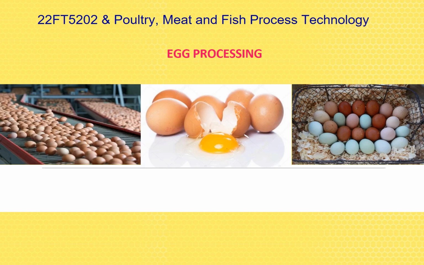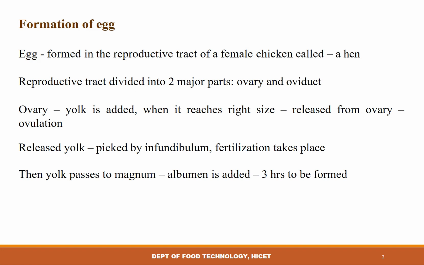So today we are going to see about poultry, meat and fish process technology subject. In that we are going to see egg processing. The first topic we are going to see is formation of eggs, how the eggs are formed in the reproductive tract of the female chicken, which is also called a hen.